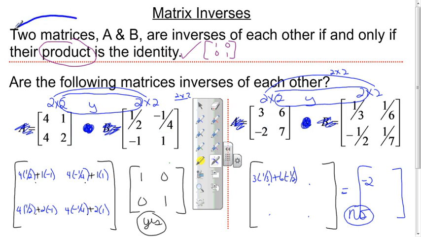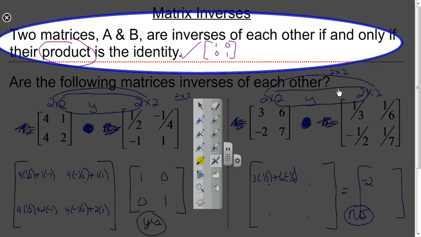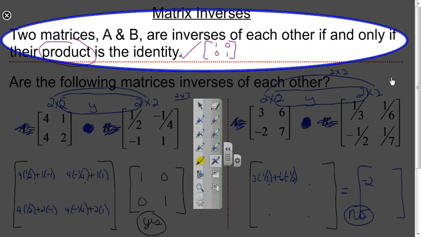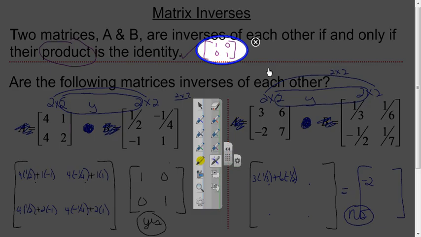It is, again, based strictly on this fact, which states 2 matrices A and B are inverses of each other if and only if their product is the identity. So when asked if 2 matrices are inverses, take their product. Then just match it to the identity. If the product is the identity, the answer is yes. If the product's not the identity, the answer is no.